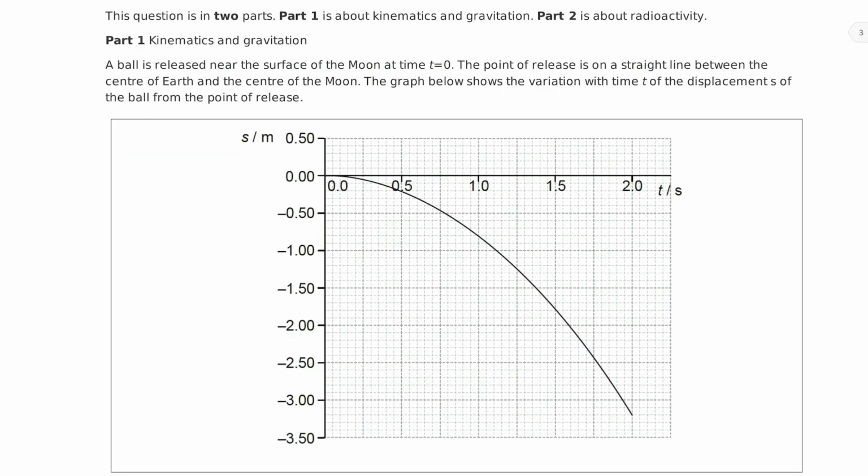Okay, question 6 is a longer question and it's in 2 parts. Part 1 is about kinematics and gravitation, and part 2 is about radioactivity. Let's do part 1 together.